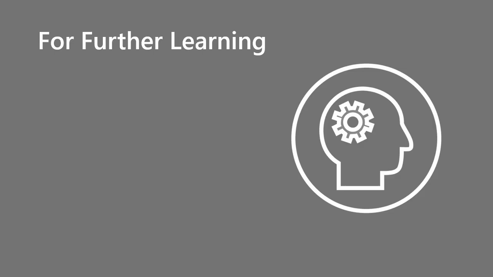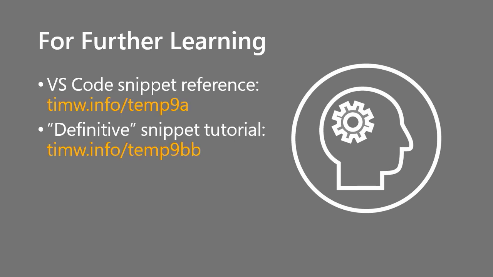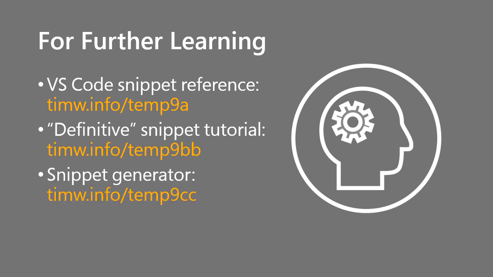For further learning, the official Microsoft VS Code snippet reference is at timw.info/temp9a. I found what the site owners call their definitive snippet tutorial. I think definitive actually fits here. It is the best snippet tutorial I found online. That's timw.info/temp9bb. And then that snippet generator I showed you in the demo, you can go to at timw.info/temp9cc.